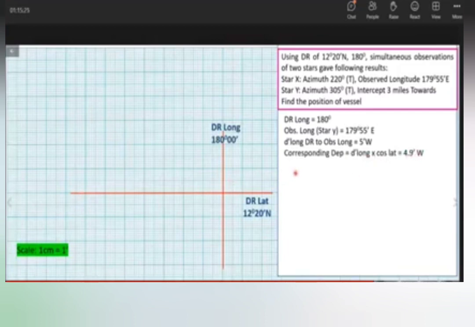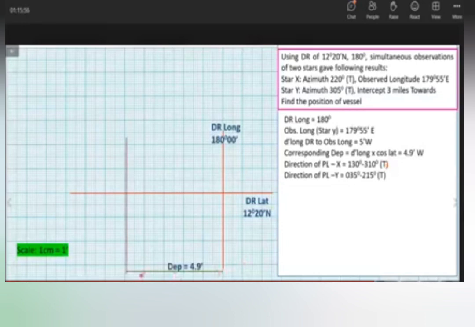We also identify the direction of the PL for star X, which is perpendicular to its azimuth, direction being 130 to 310. And likewise, direction of PL of Y, perpendicular to azimuth of 305 degrees true, and direction being 035 degrees to 215 degrees true. So now, using this departure between the two meridians, we plot the observed long. So here is the departure to the west, 4.9 miles, and here is the meridian for the observed long.